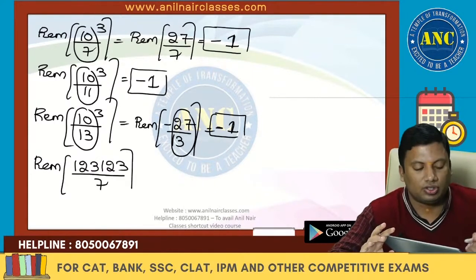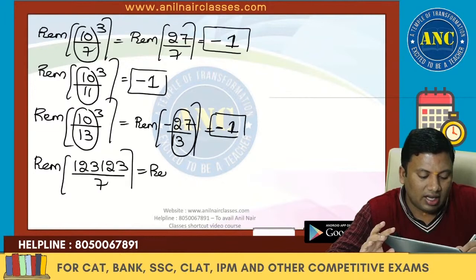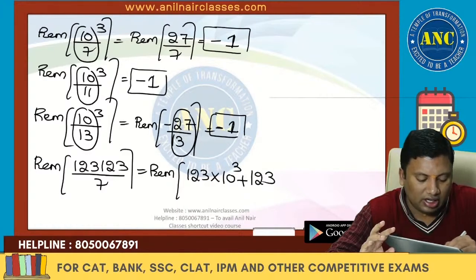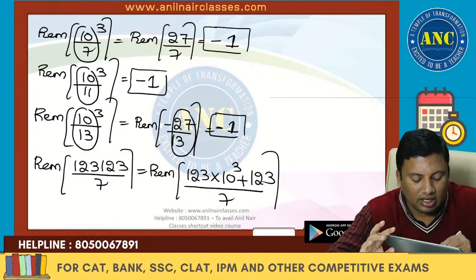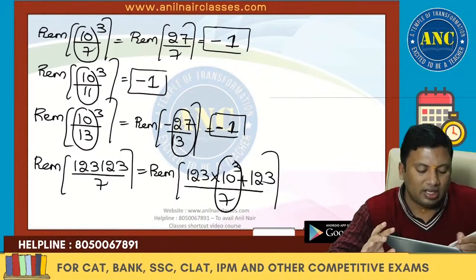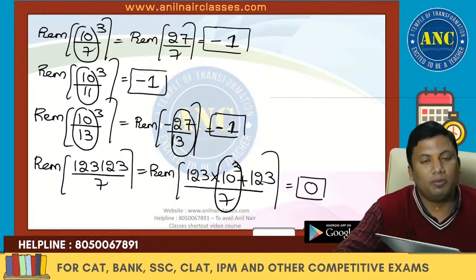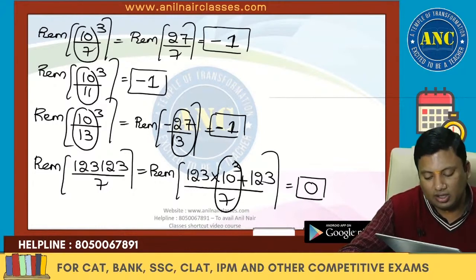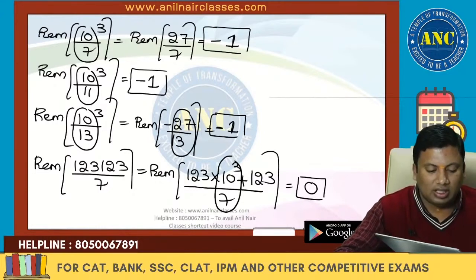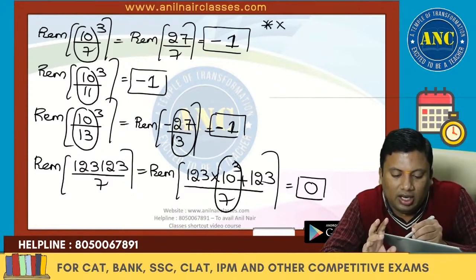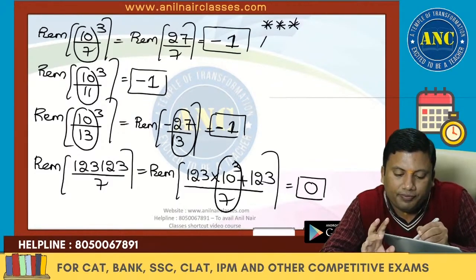Suppose the question is the remainder when 123123 is divided by 7. Can I write it as 123 into 10 cube plus 123, divided by 7? 10 cube divided by 7 gives minus 1. Minus 123 plus 123. What will be the answer? 0.